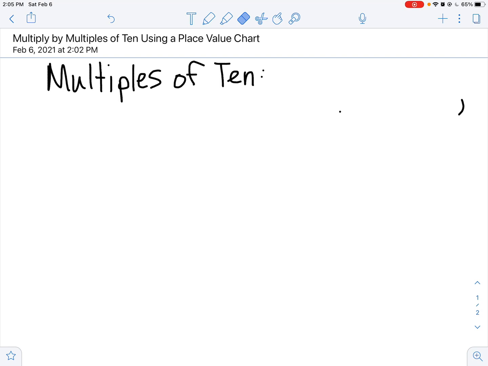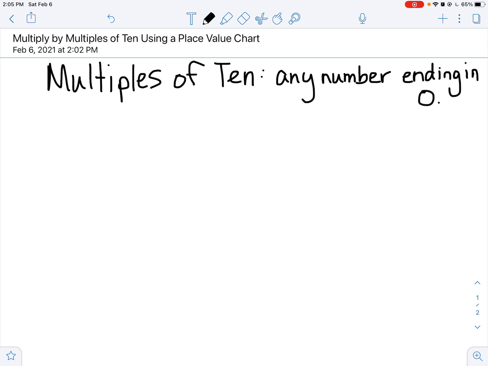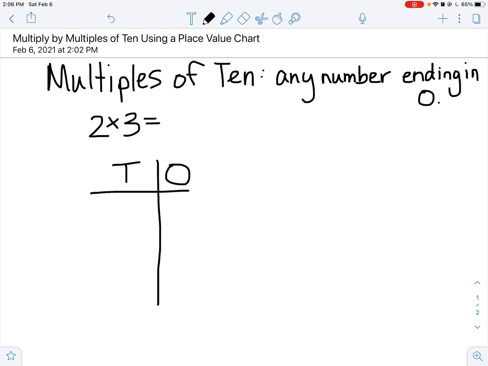So I'm going to get this set up here, and I'm just going to write up here: multiples of 10, any number ending in 0. Okay, so let's say we have a simple problem of 2 times 3. Let's take a look and show this in a place value chart. So I've got my tens and I've got my ones here.